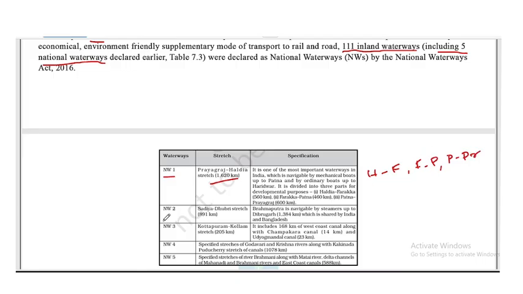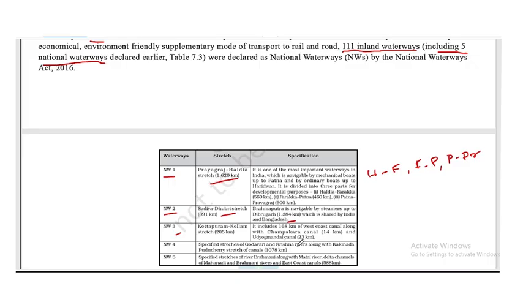Next, National Waterway 2, Sadiya Dhubri stretch. The Brahmaputra is navigable by steamers up to Dibrugarh, which is shared by India and Bangladesh. Third one is NW3, the Kottapuram Kollam stretch. It includes 168 kilometers of West Coast Canal along with the Champakara Canal, that is 40 kilometers, and Udyog Mandal Canal.